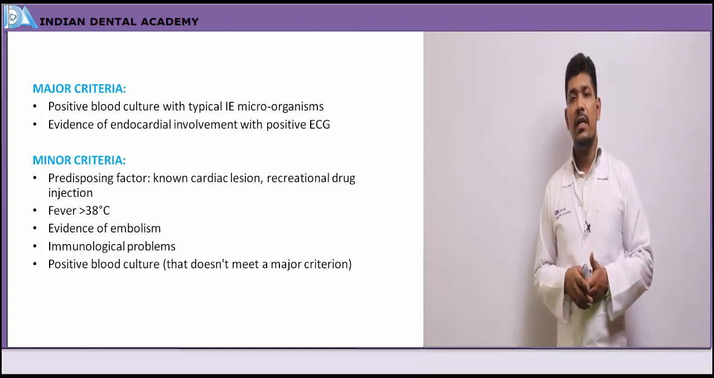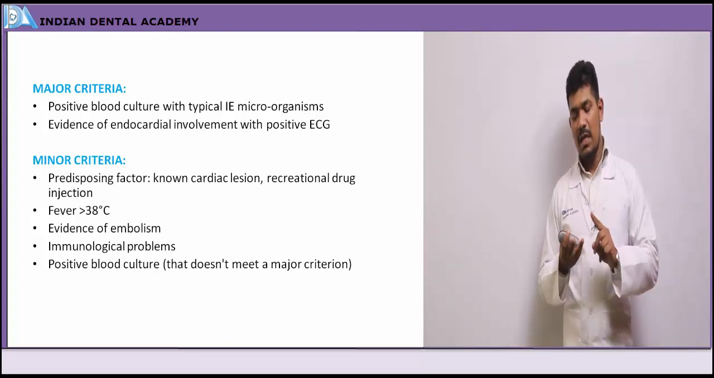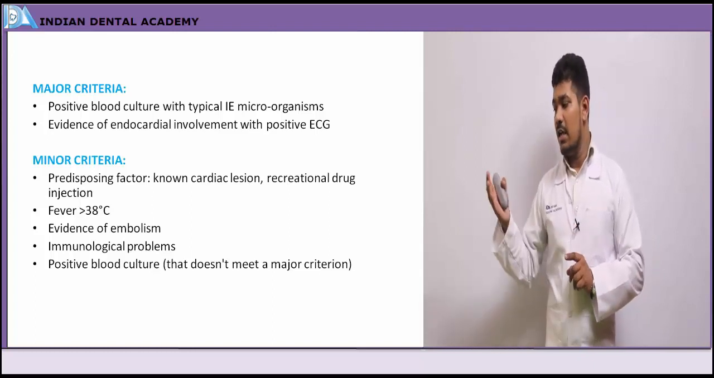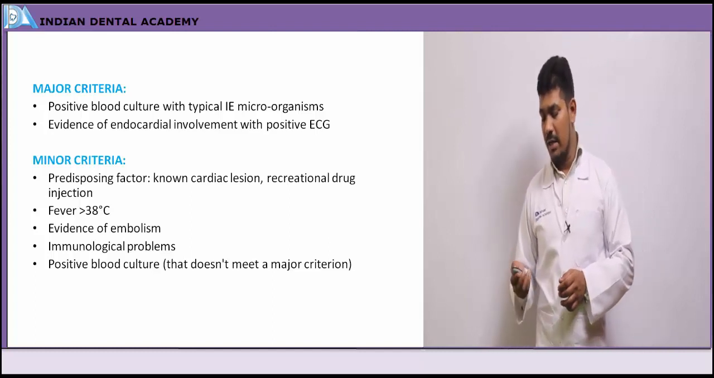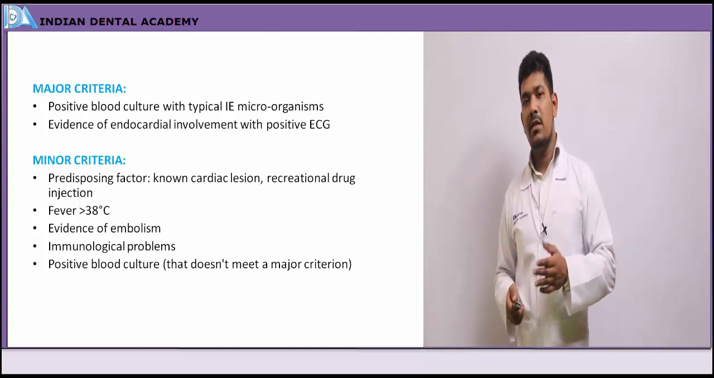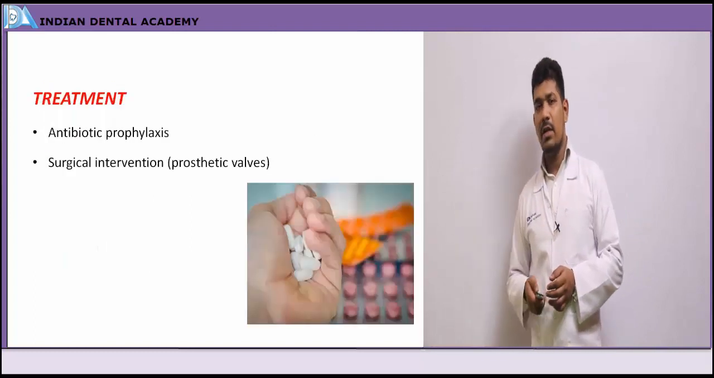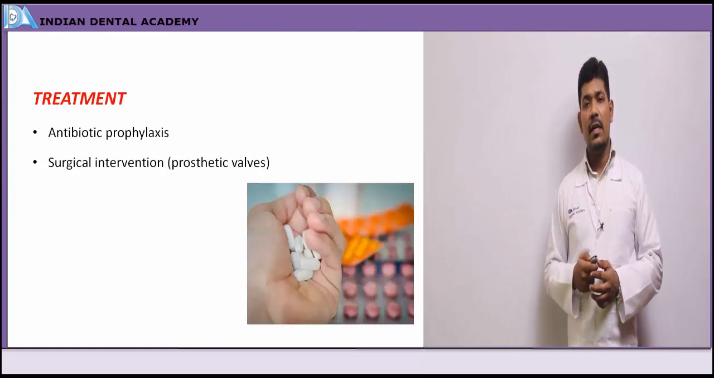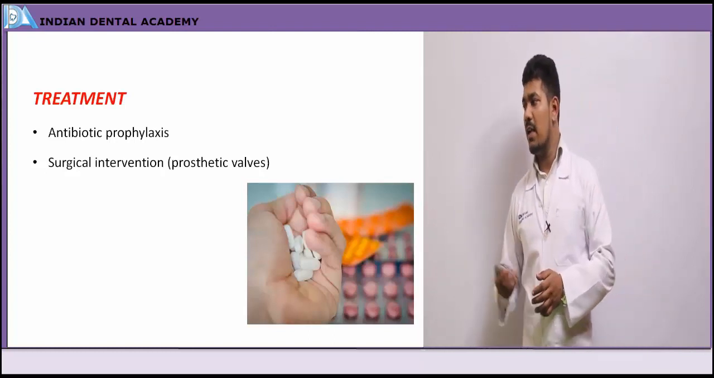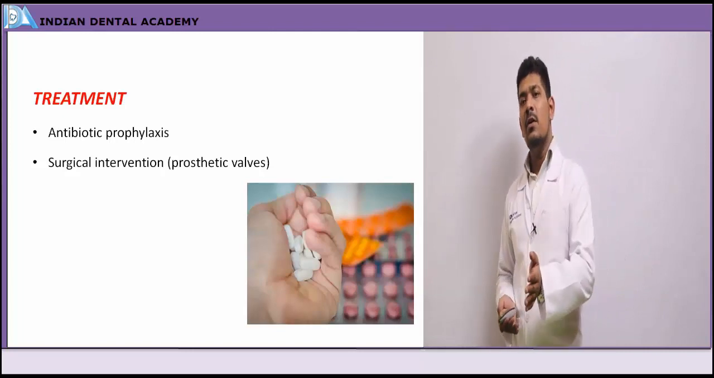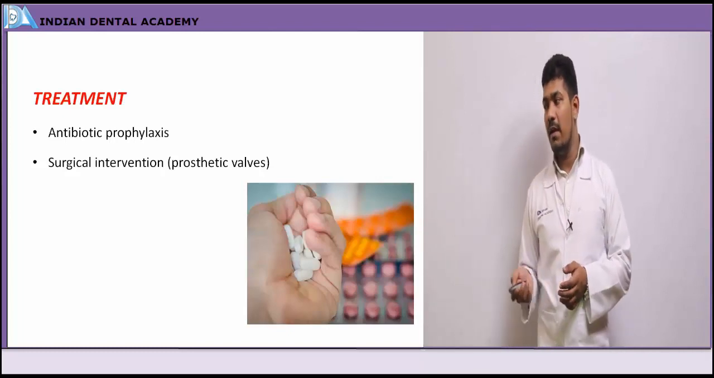The final minor criteria is a positive blood culture, but without any typical microorganisms, that is a streptococcus or staphylococcus. If any other organisms are present, that can be considered a minor criteria. So depending upon these major and minor criteria, you give a definite or a possible or probable diagnosis of bacterial endocarditis. The treatment, as with any other infection, is antibiotic prophylaxis and surgical intervention if needed in advanced cases, with replacement of an artificial valve, also called a prosthetic valve.